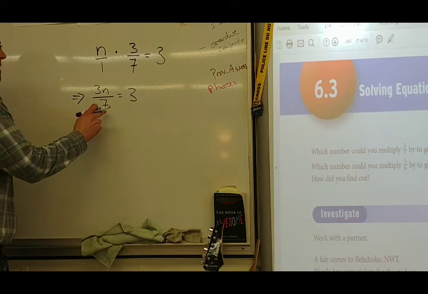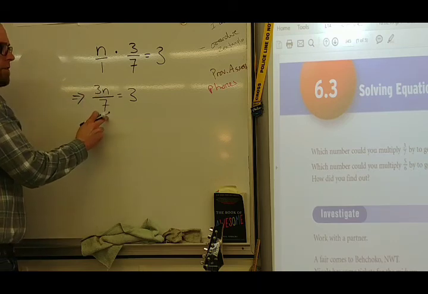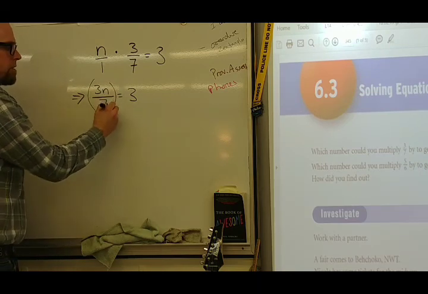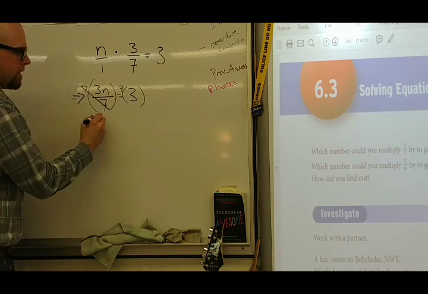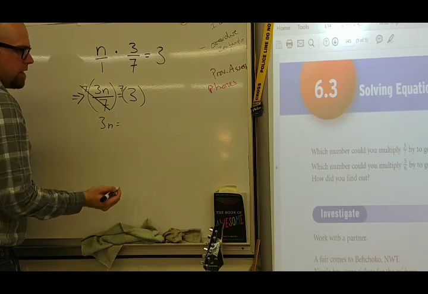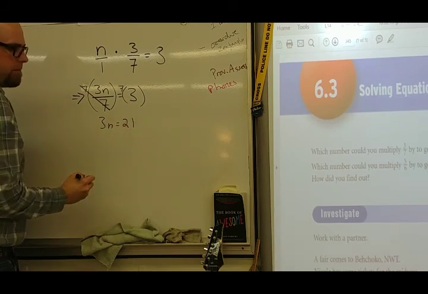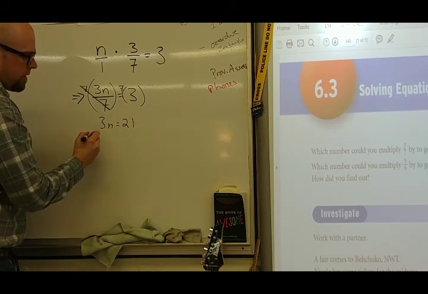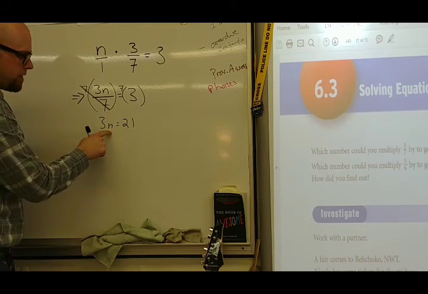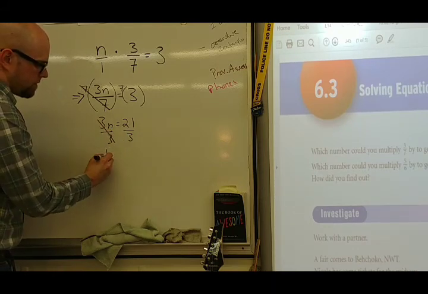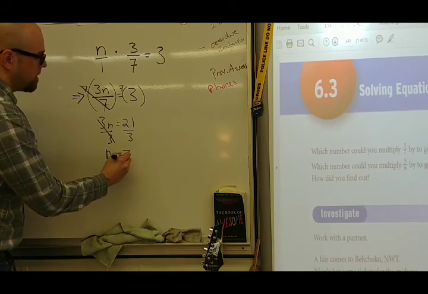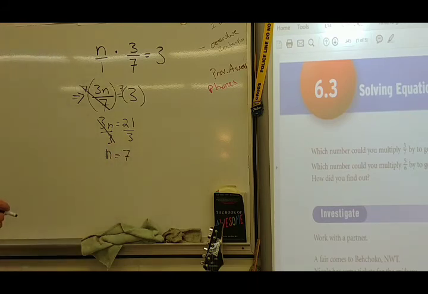So now I've got to get this on its own. I have divided by 7, so I'm going to multiply by 7 on both sides. These cancel out. I now have 3n equals 21. Now I've got n multiplied by 3, but I still have to get n on its own. So I'm going to divide by 3. That cancels out, and it looks like n is equal to 7.